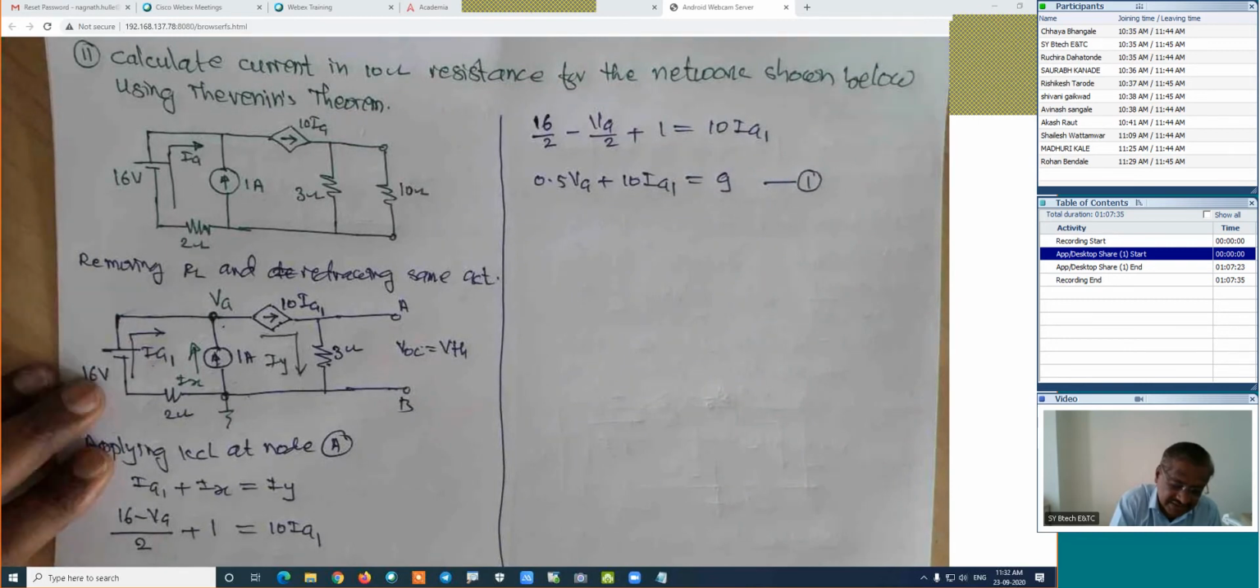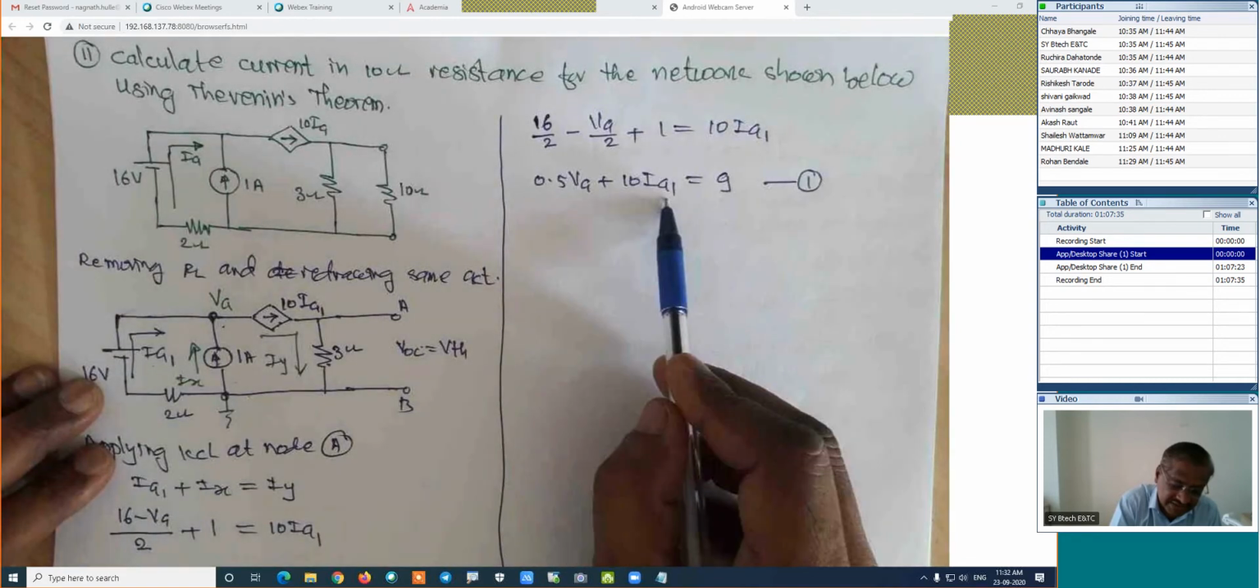Equation number 1, you have to check. Yes, I guess it is correct. If we have one equation, how many unknowns do we have here? VA and IA1. Now find out the relation between VA and IA1. What is the relation between VA and IA1?